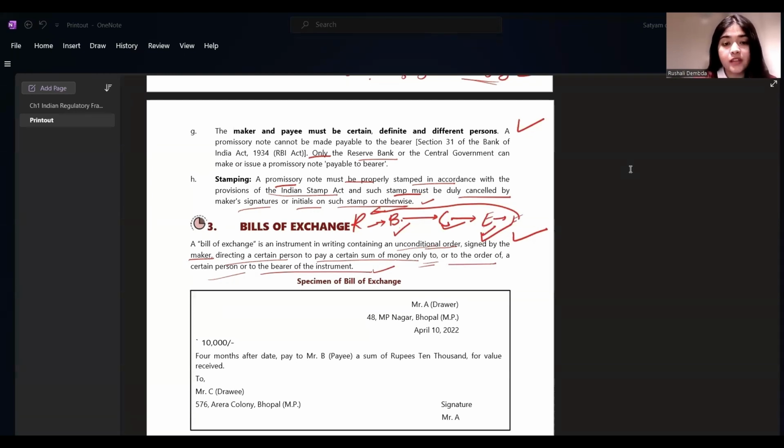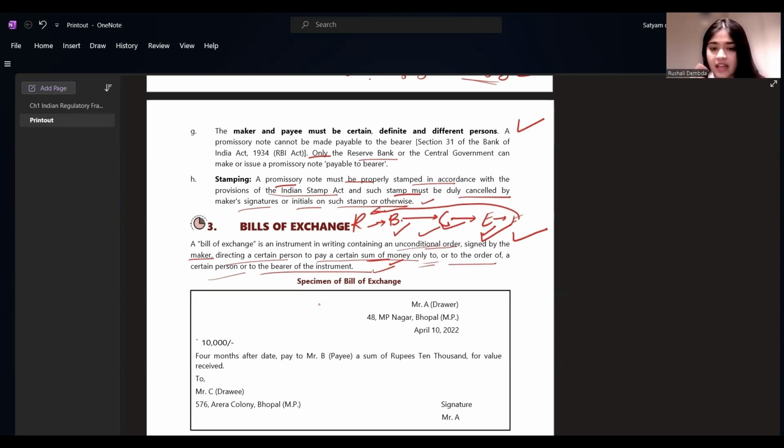So, as we saw, a bill of exchange is an instrument which is in writing and it contains an unconditional order signed by the maker directing a certain person to pay a certain sum. So, a few words which we need to recall again are: unconditional order signed by the maker, then a certain person, there should be a certain person mentioned over here, and need to pay a certain sum of money, the money should be definite. How much money is to be paid? 10,000, 20,000, that should be definite, right? Only to, or to the order of a certain person, or to the bearer of an instrument.